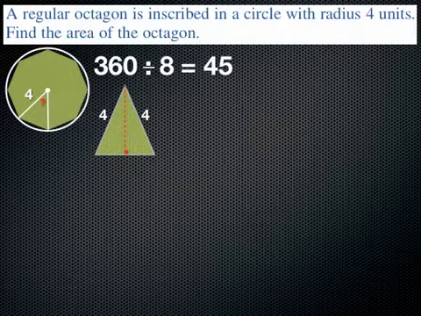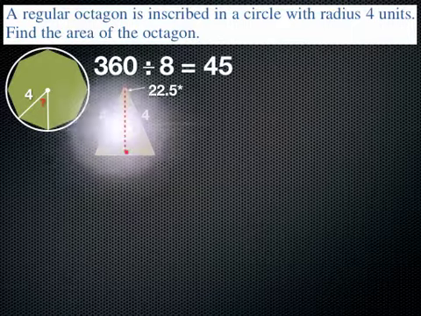I know that the whole central angle is 45 degrees. The apothem cuts that central angle in half, so this half of the angle would be 22.5 degrees. Notice that the apothem is forming 2 right triangles, and I'm going to be able to use those right triangles to use the trigonometric ratios. I know that the hypotenuse is 4, and I want to find the apothem.